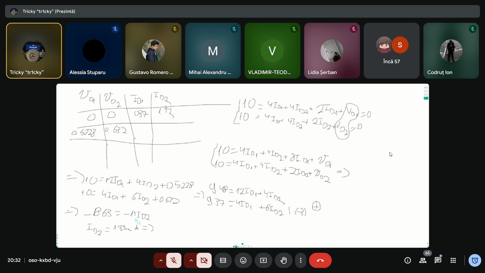So here it's going to be equal to 9.37, 6 times 1.33 minus 9.37, so 1.39 is equal to 4 ID1, which is that ID1 is equal to 0.3475 milliampere. Okay, nice.